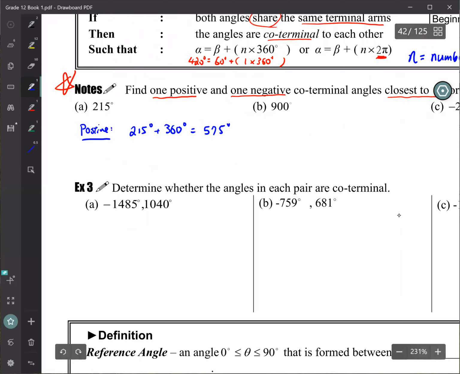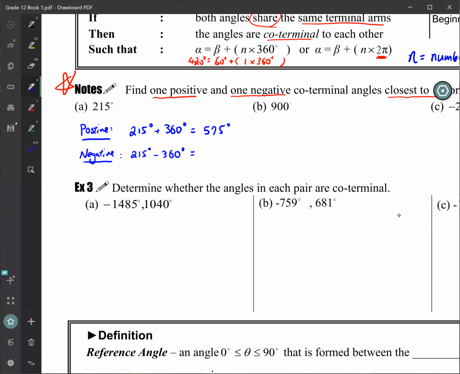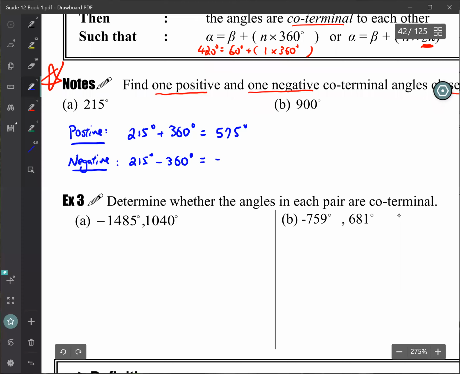Now the next one, I want to get negative. So for negative, I need to do subtraction. So 215 degrees, I subtract 360 degrees. I can keep on subtracting, but I just need to subtract enough so I get the first negative. So what's 215 subtract 360? William? Negative 145. Yep, negative 145 degrees.